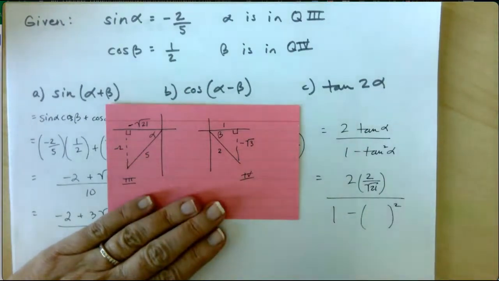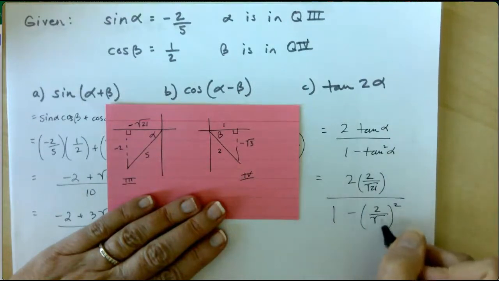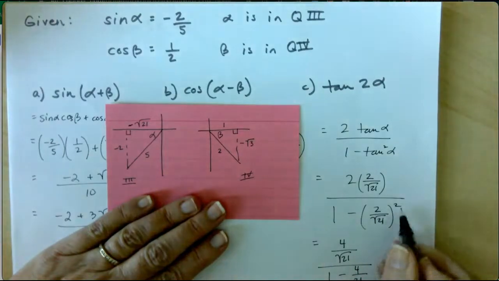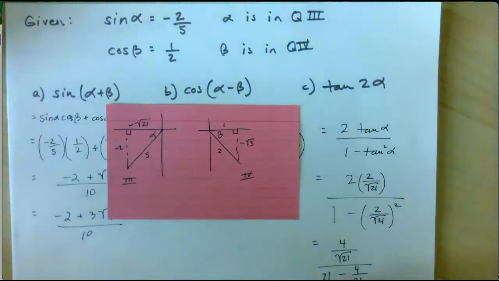Remember, rationalize at the end, not in the middle of the problem. And then, of course, 1 minus tan squared alpha, so 2 over root 21 squared. So when I simplify here, I end up with 4 over root 21 over 1 minus 4 over 21. When I square 2, I get 4. Root 21 squared is 21. So let's change this 1 to be 21 over 21.